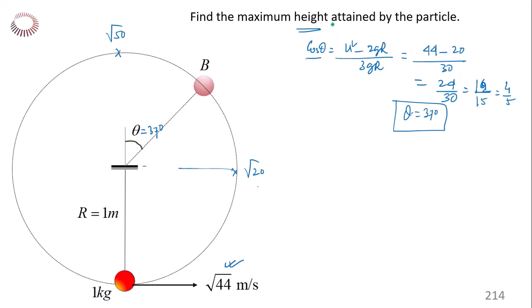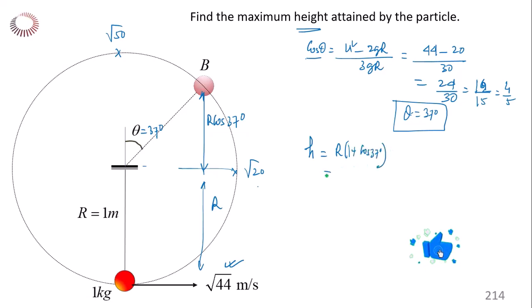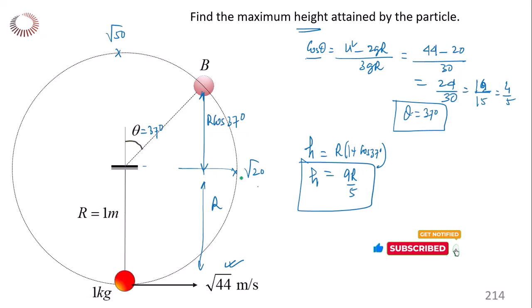Now you are asked to calculate the maximum height. What is the maximum height? This is one height, that is r cos 37, and there is another height, that is r. So the total height attained by the particle from the ground should be r into 1 plus cos 37. Cos 37 is 4 by 5, so it becomes 9r by 5. So this is the height attained by the particle once it is projected with a velocity of root 44 meters per second.